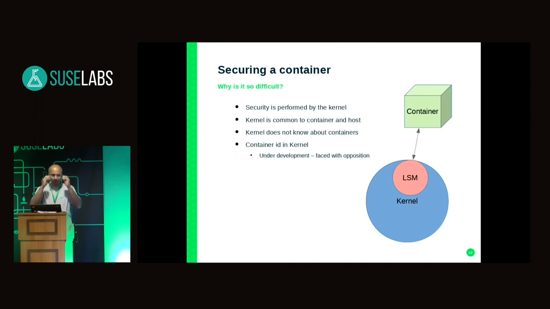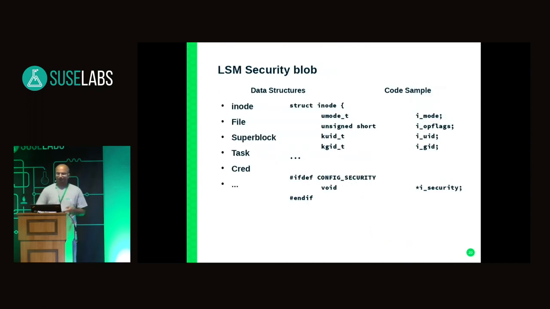We've had major and minor modules, and minor module stacking already. We'll talk about the difference between a major module and a minor module. Before that, I'll take a technical detour about how LSM works. In most of the data structures in LSMs, you have a special variable called i_security in the case of inode, f_security in the case of file, or s_security for superblock. This is kind of a void pointer where security modules can park their data. Most, or rather the two major ones, SELinux and AppArmor, do that.